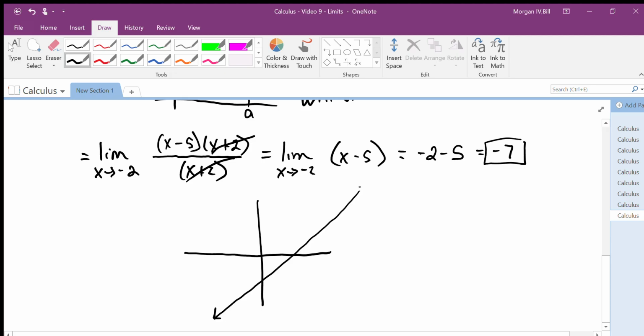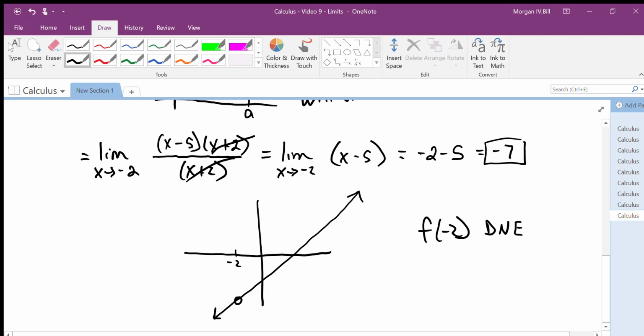Except the only difference is at negative 2, there is a hole in the graph, meaning that the function value at negative 2 does not exist. F of negative 2 does not exist. There is no y value for negative 2 because there's a hole in the graph.